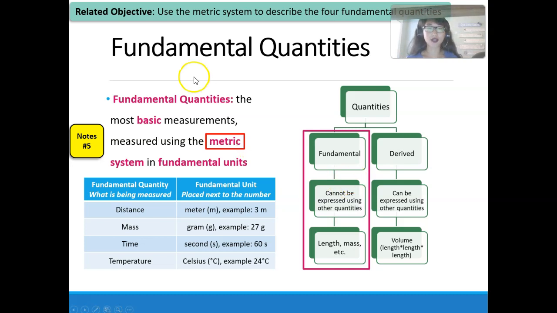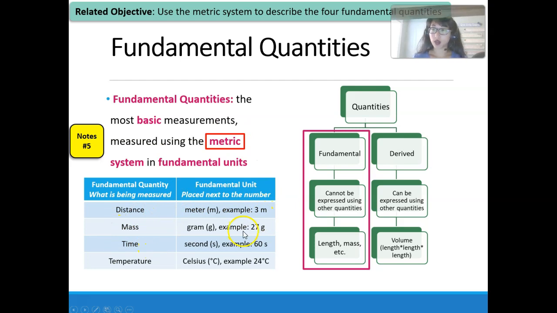Those are called derived. And these are measured using the metric system in fundamental units. So fundamental quantities, fundamental units. So the fundamental quantities that we're going to talk about are distance, mass, time, and temperature. And the units that we use, meaning that when we have a number for distance, the unit is what we place next to the number to represent that distance, is meters, right? So 3 meters, for example.